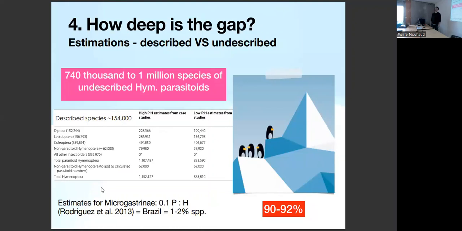If you think that in Hymenoptera we have about 90,000 species described, it would be 10% or less of the existing species. So it's a huge gap. And I put this example from Brazil of one subfamily that I was focusing on. In this subfamily, in Brazil, we have at most 2% of the species described. So lots of work to do.